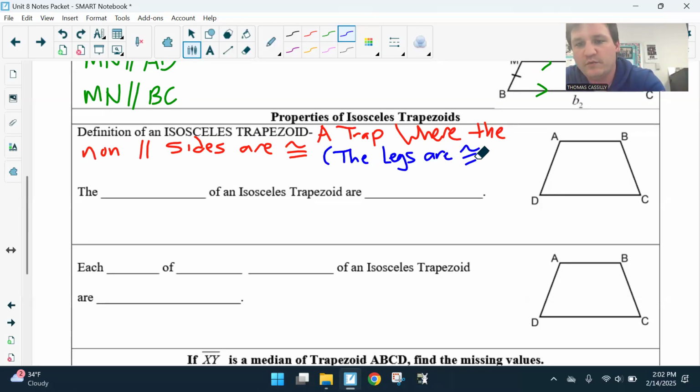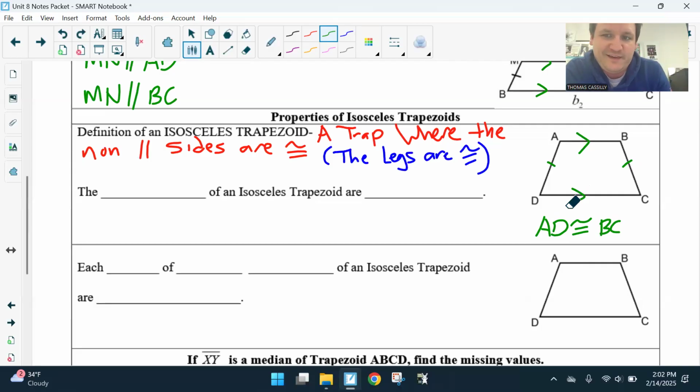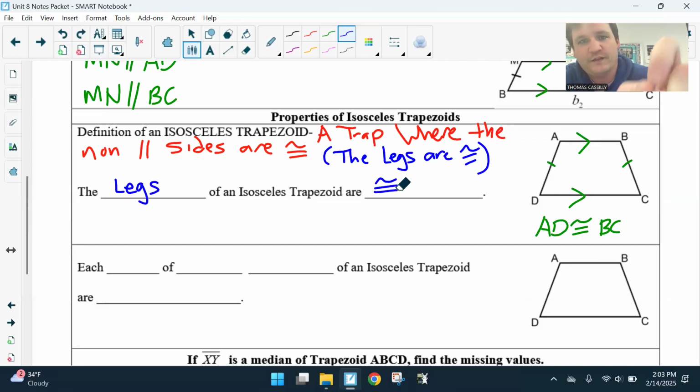So let's see here. I'm going to say AD is congruent to BC. We have that. And then we know that those are parallel from before. AB is parallel to DC, and AD is congruent to BC. And actually, I was getting ahead of myself here, so I can say here the legs. The legs of an isosceles trapezoid are congruent. I'm just basically rewriting that.